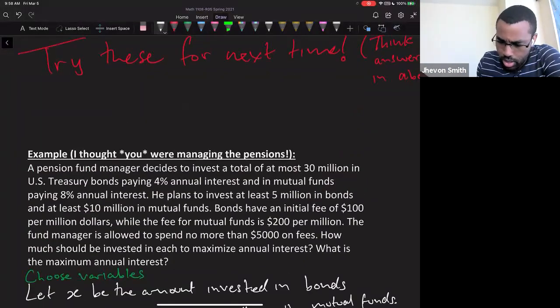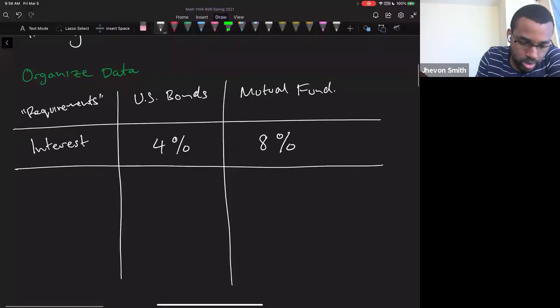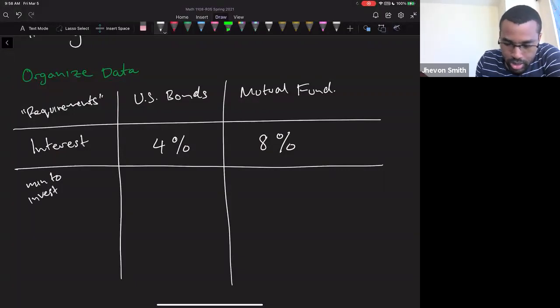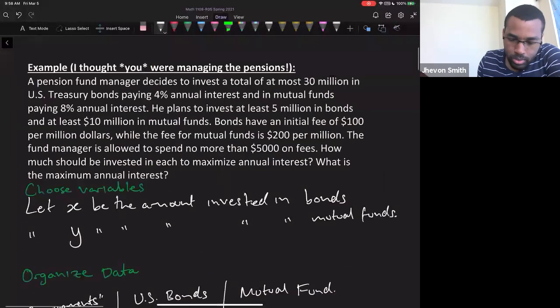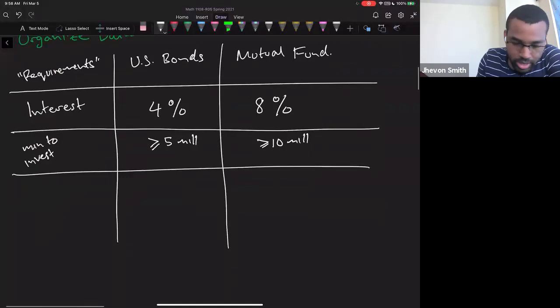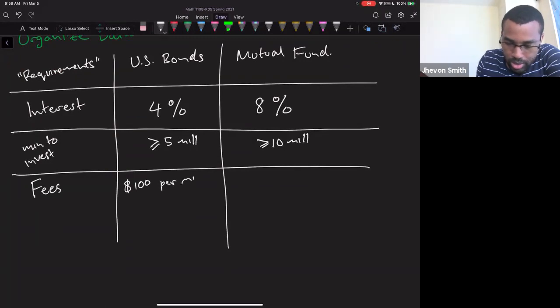Let's see, what else do we know? We know the minimum we want to invest: at least 5 million here, and at least 10 million here. What else? Fees, very important. Pay attention to fees. This is 100 per mil, and this one is 200 per mil.